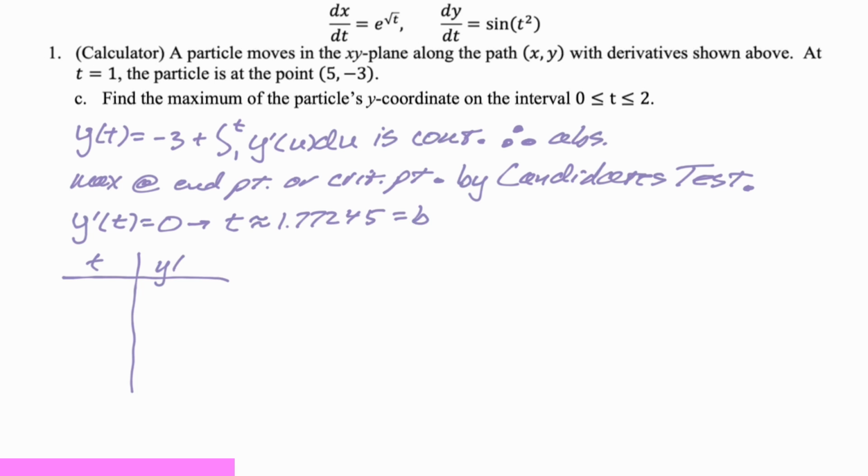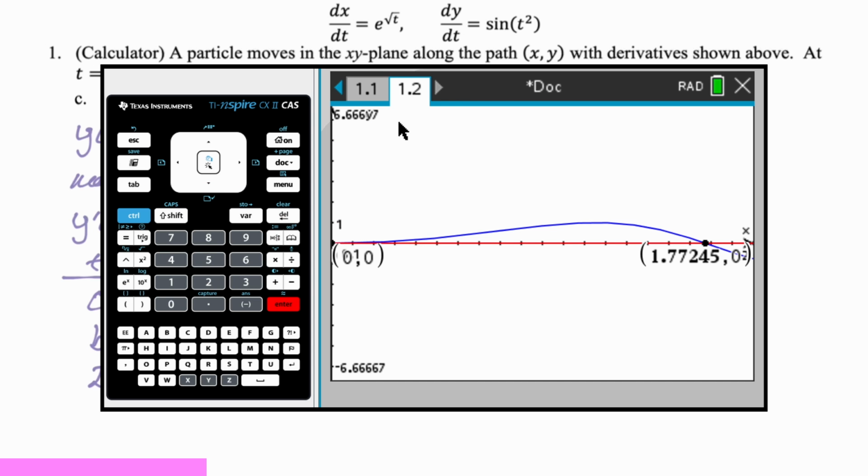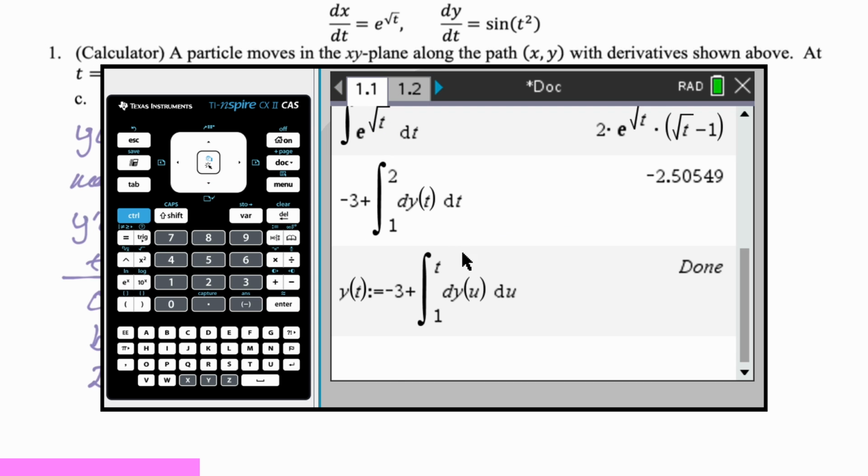So it's the value of y, and we need to check 0, b, and 2. Let's go back to the calculator, get the calculator to spit out those values. So let's go back to our calculator page. And now I need to figure out the value of y at the endpoints and at b, and then we'll know the maximum value, right?